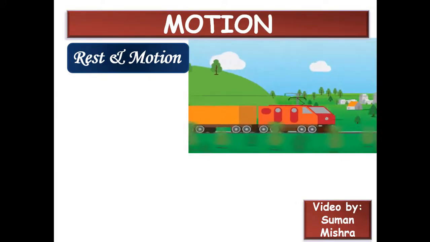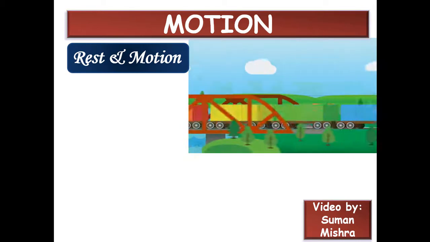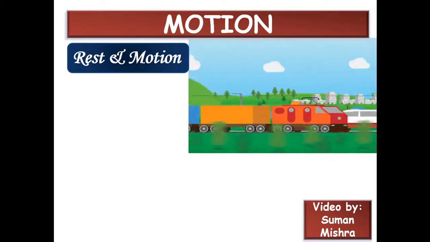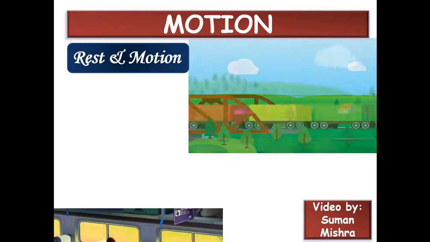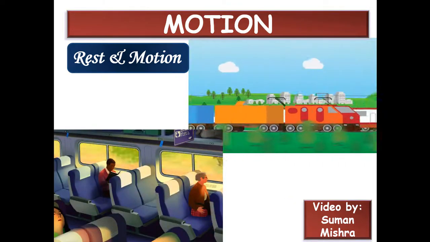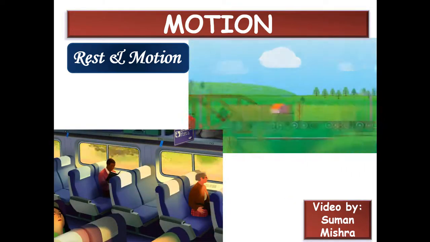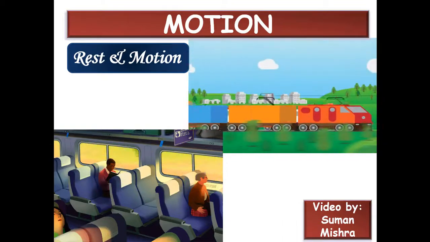For example, right now I'm sitting and I'm seeing the train, so the train is in motion because with respect to me the train has started moving. But if I am inside the train and I am one of the passengers sitting quietly, there is no motion in the passengers.